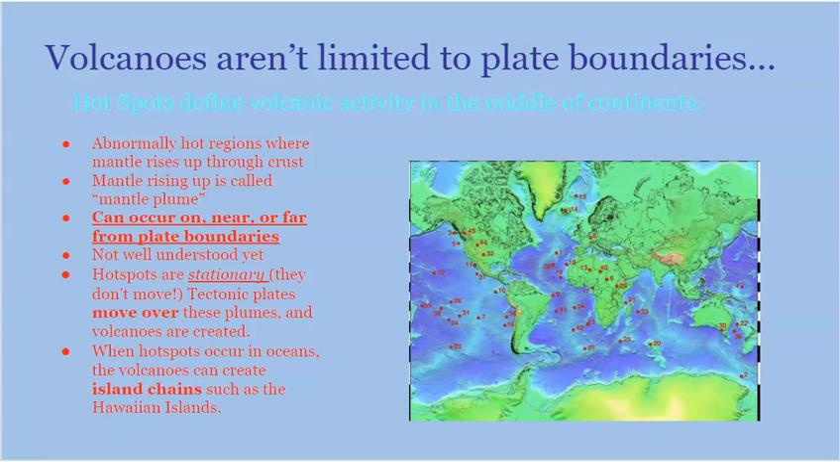This can occur on, near, or far from plate boundaries. And because we don't really understand what causes them, we can't really understand why they happen or what determines when a hotspot is going to happen and when it's not. Hotspots are stationary, they don't move. So any place in the mantle that has a hotspot in it, it's always going to be a hotspot of the mantle.